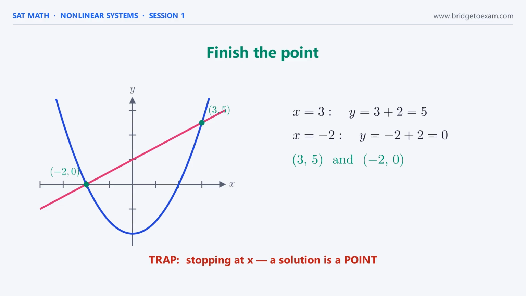When x is 3, y equals 3 plus 2, which is 5. That gives us the point (3, 5). When x is negative 2, y equals negative 2 plus 2, which is 0. That gives us (negative 2, 0). And look at the graph. Those are exactly the two places where the line crosses the parabola. The algebra and the picture agree.